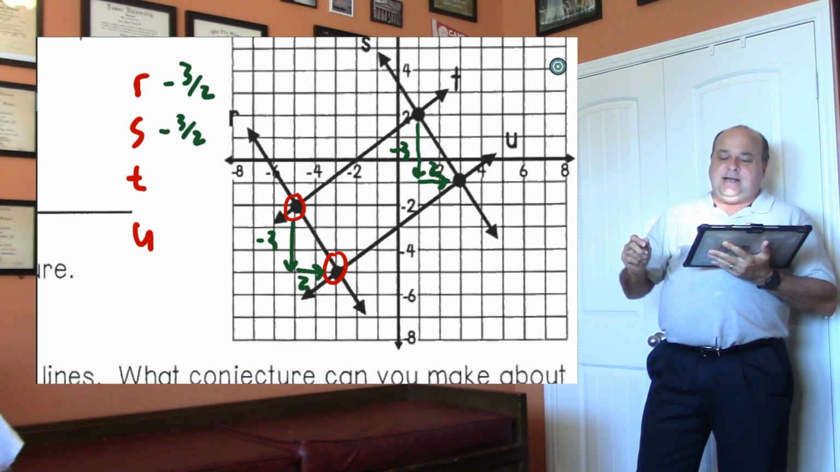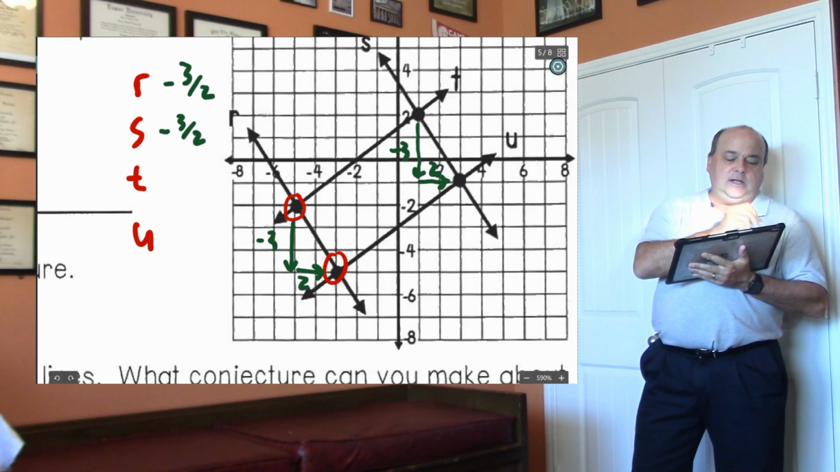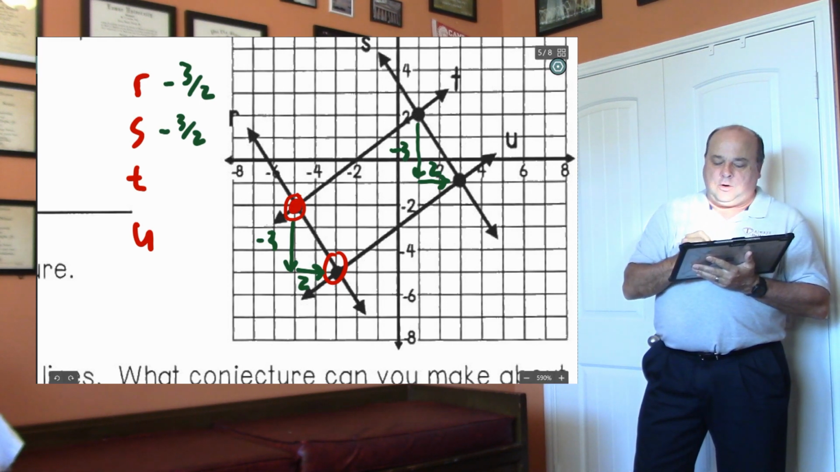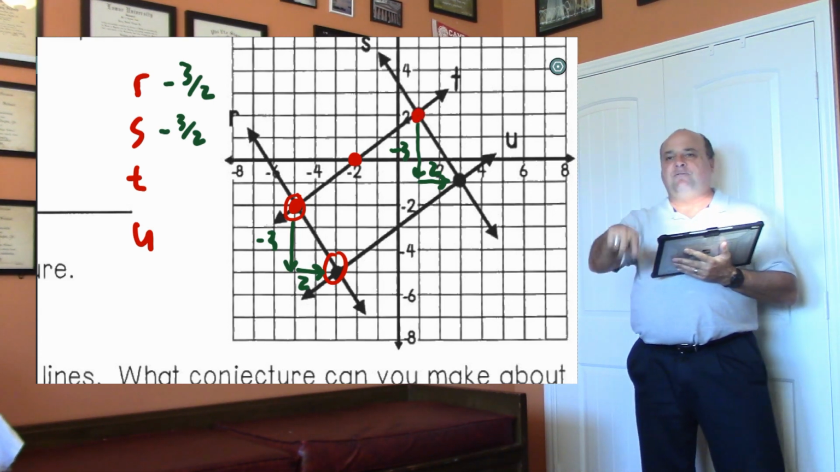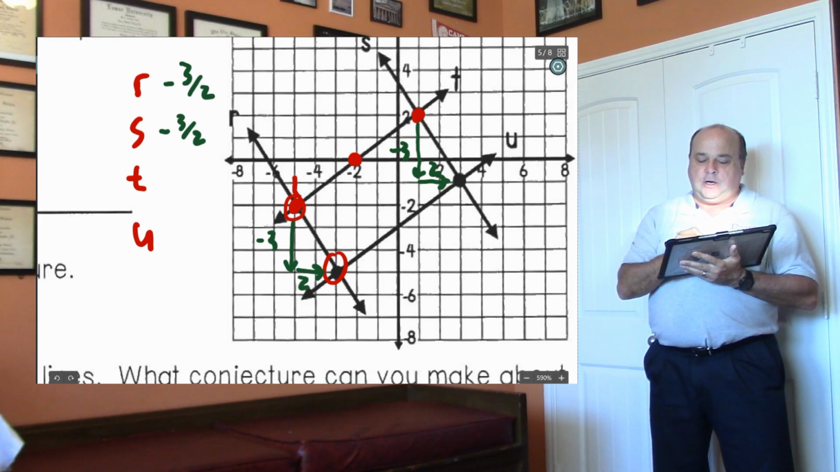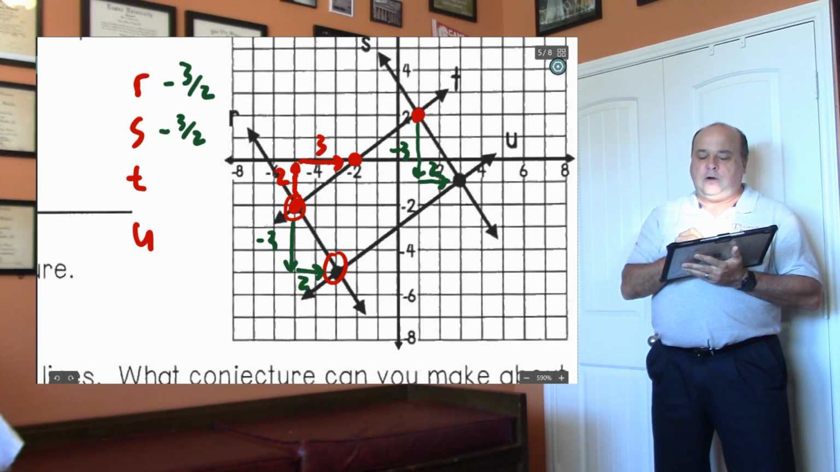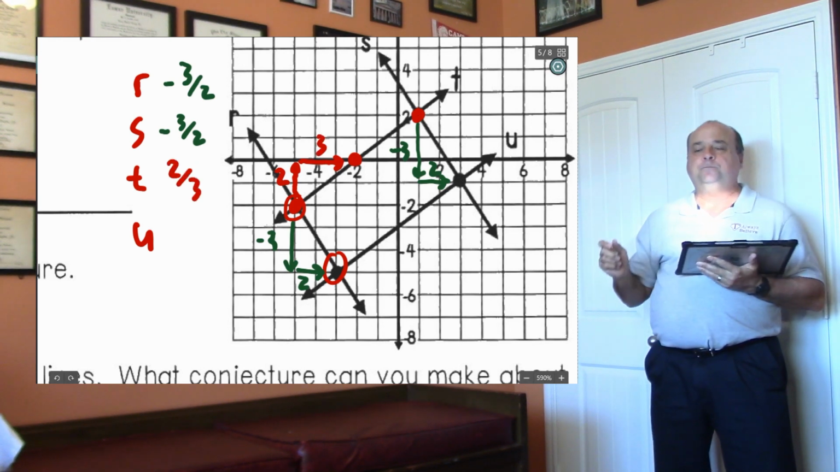Now let's get line T. Line T is not going down, it's going up. And notice that line T forms a dot here, here, and here. So I'm going to go from my first dot to my second dot, all the way to the third dot. I'm going to start at this dot, go up, and then to the right. I went up 2 and right 3, didn't I? So this slope would be 2 over 3.